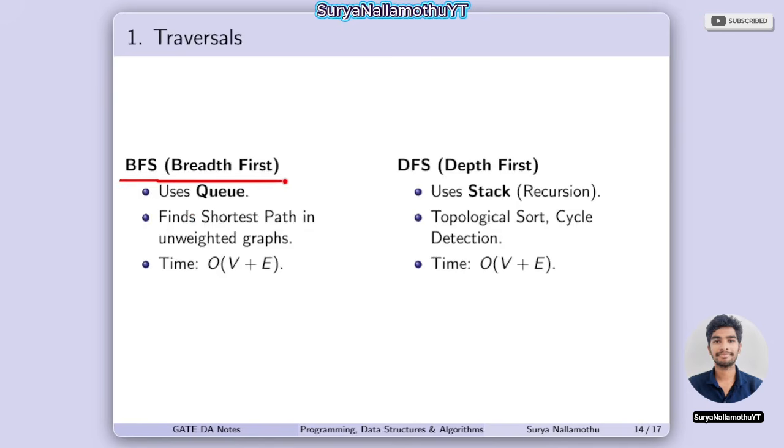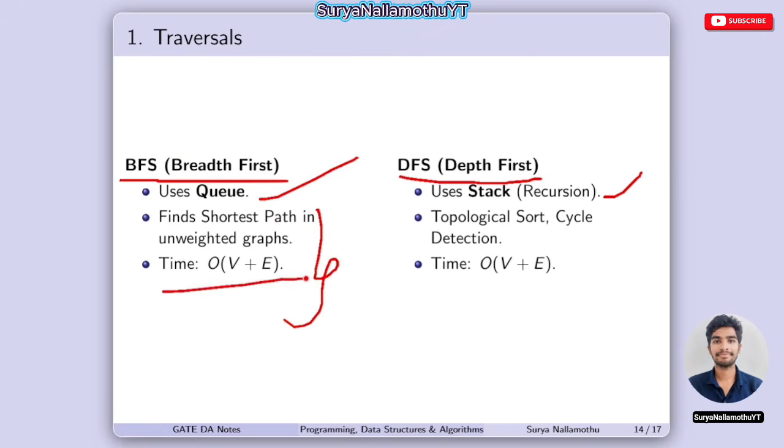BFS is nothing but breadth first search, and DFS is nothing but depth first search. BFS uses a queue, and DFS uses a stack. BFS finds the shortest path in unweighted graphs. In real time, think of Google Maps, right? In Google Maps, we need to find the shortest path to a location. In those cases, this algorithm will be helpful.